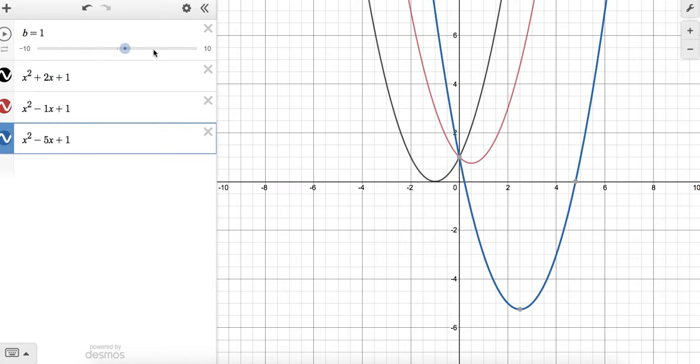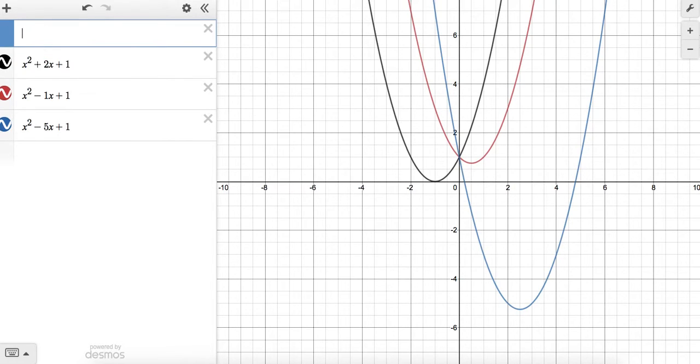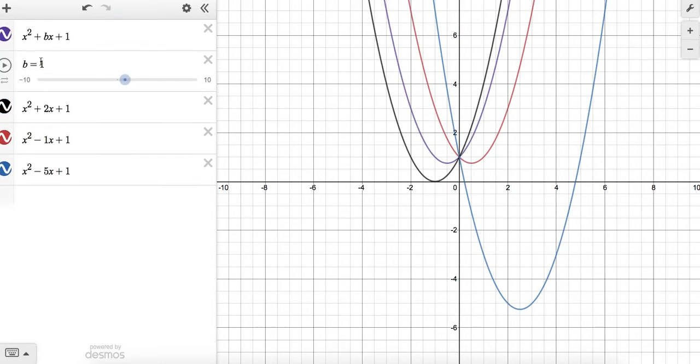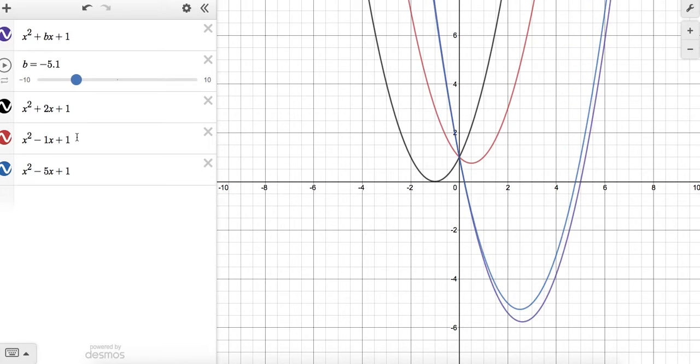So what I've done here is I'm going to put a graph here, and okay, I'm going to add a slider for B. And notice that as I slide it, if I let B equal -2 or +2, there it is. If B equals -1, it fits that one. And if B equals -5, it fits that one there.